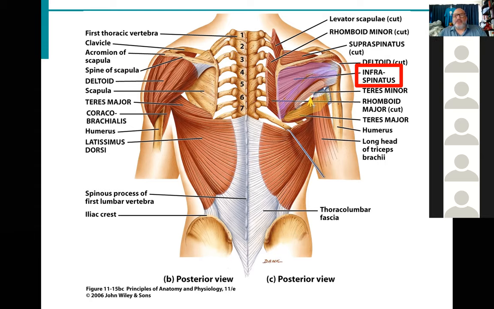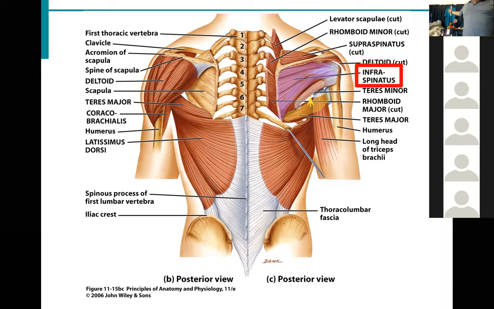Notice that leaves us with the teres minor. Ironically, the teres minor is the smallest of all the muscles, but because it is the most inferior and most angled, it actually has three actions. What are the three actions of the teres minor? Laterally rotate, extend, and adduct the arm. There you go, exactly. So again, same thing. We're adducting, we're laterally rotating, but it also can extend it back.